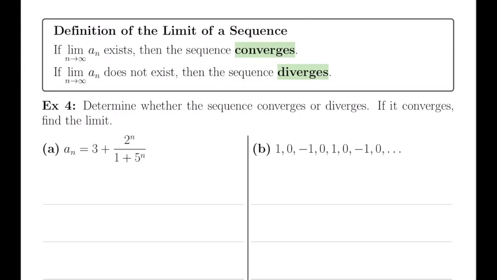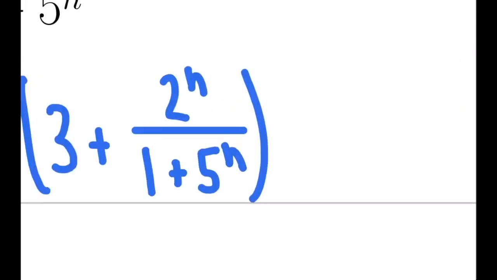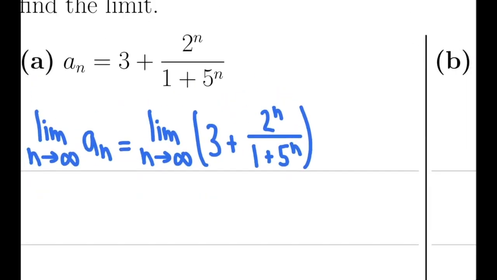So determine whether the sequence converges or diverges. If it converges, find the limit. So we have this sequence here, and we want to figure out if it converges or diverges. So I'm going to take the limit of this sequence as n approaches infinity and see what happens. So does anyone know how we're going to do this limit?